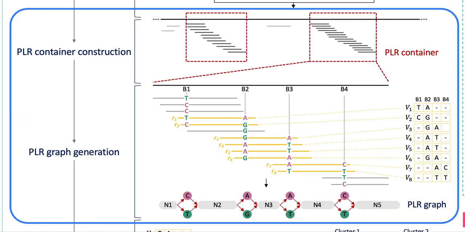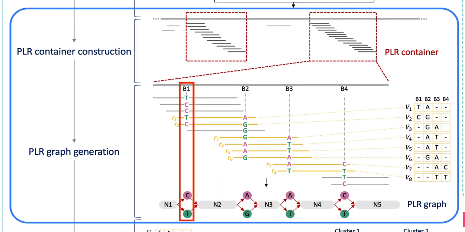In the PLR graph generation step, the multiple read sequence alignment in each PLR container is converted to a graph called a PLR graph, which consists of 2 types of node and directed edges. Specifically, a normal node is created from contiguous alignment columns, where a single nucleotide occupies each alignment column. If an alignment column has 2 or more different nucleotides, then a bubble node is created for each different nucleotide.